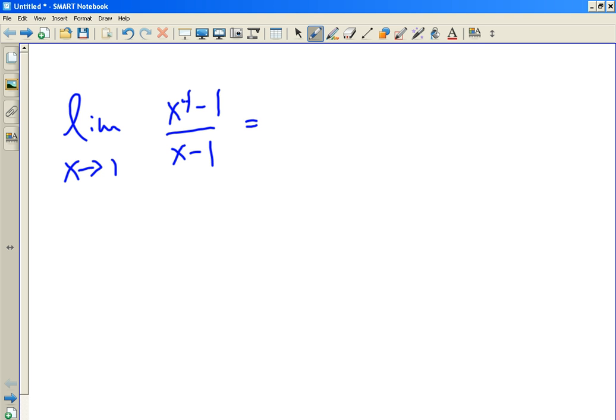You already know how to do this limit one way. I'm going to show you how to do it another way in case you need this new technique. But do you have any idea how you know how to do this already? Not L'Hopital's rule, that's new.